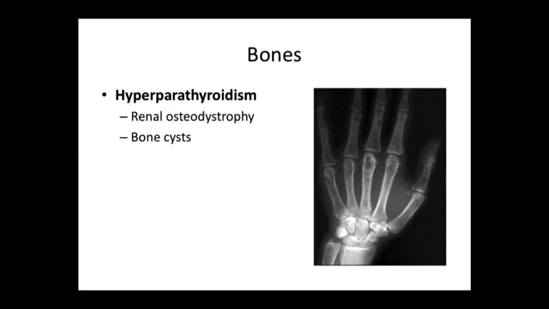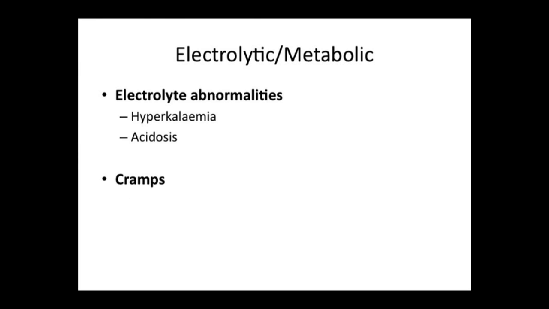They get low levels of calcium, the parathyroids respond to that, and they get this condition here with bone cysts and renal osteodystrophy. Going back, we know all about this: hyperkalemia, acidosis, those are all features of acute renal failure. Patients with chronic renal failure get them as well.